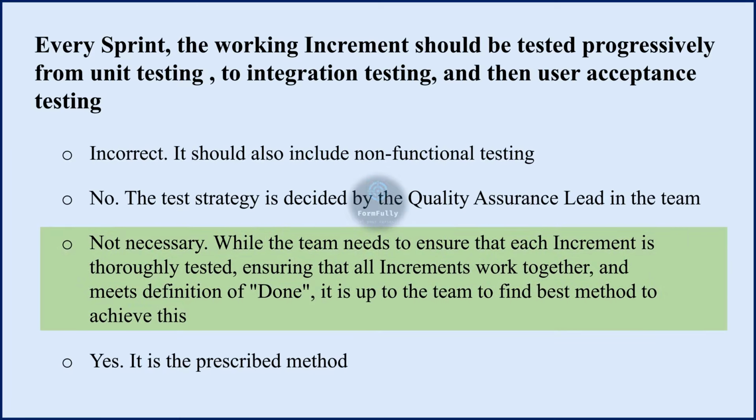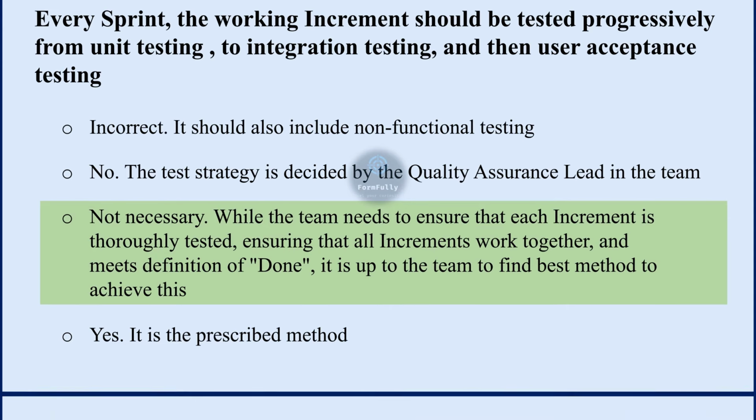The Scrum framework emphasizes the importance of delivering a potentially releasable increment at the end of each sprint, but it does not prescribe specific testing methods or the order in which testing activities should be conducted. So third is the correct one.